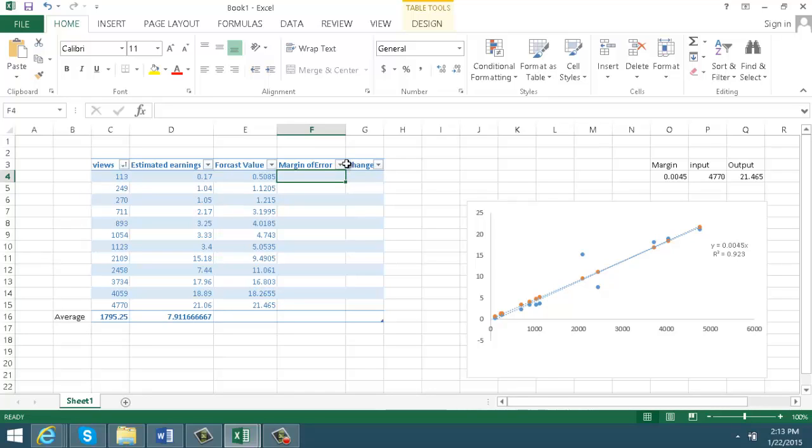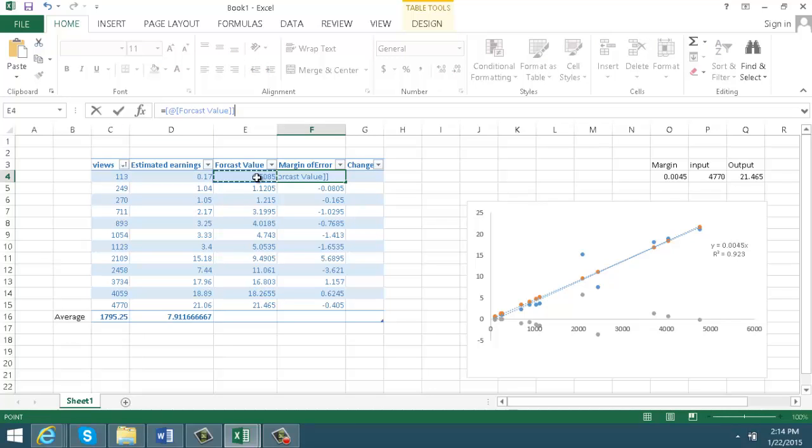This prediction margin is equal to estimated minus forecast. Let's do this. This minus that.